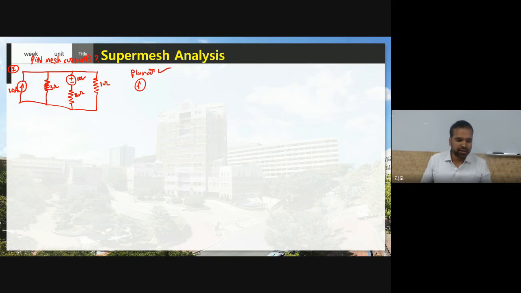Now see here, how many loops, or how many meshes, do we have? As per the circuit, you have 3 closed loops. Here is one closed loop, another one is another closed loop, and this is another closed loop. So can I consider these as I1, I2 and I3?